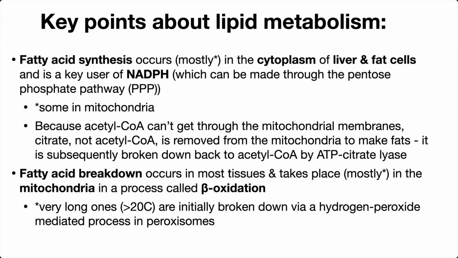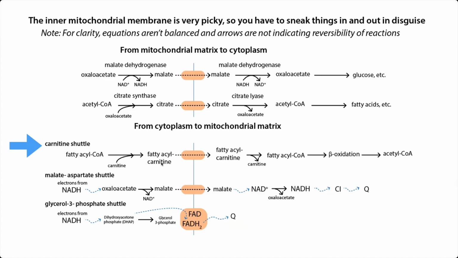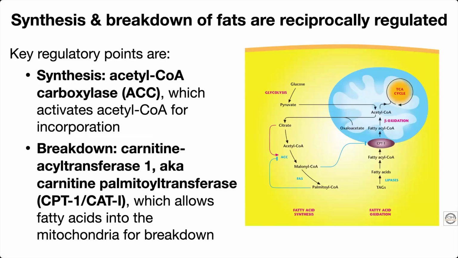Fatty acid breakdown occurs in most tissues and occurs mostly in the mitochondria through beta oxidation. We can't get the fatty acids into the mitochondria as is. Instead, we're going to sneak them in as fatty acylcarnitine through the carnitine shuttles. Lots of sneaking around in this lesson. Also, lots of regulation. The synthesis and breakdown of fats are going to be reciprocally regulated.